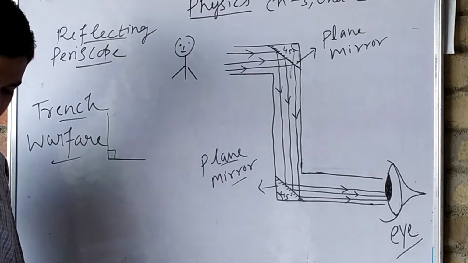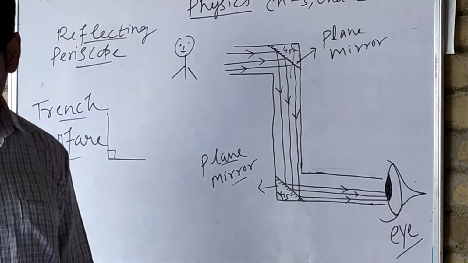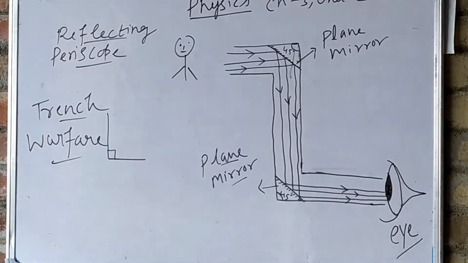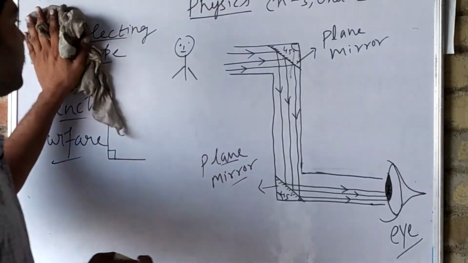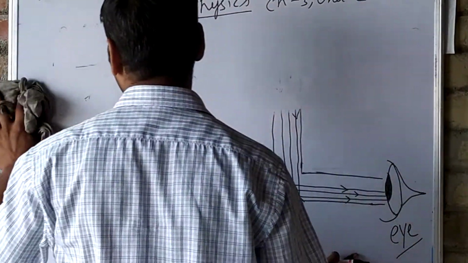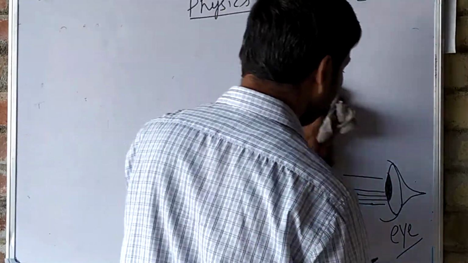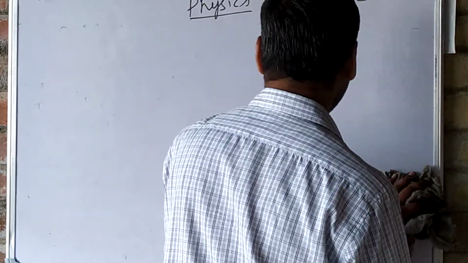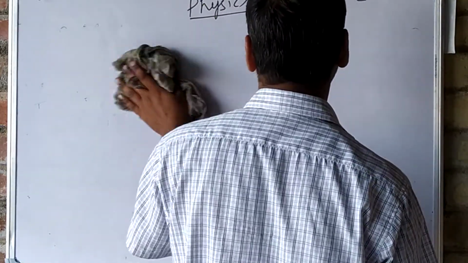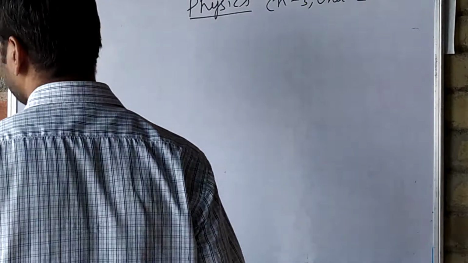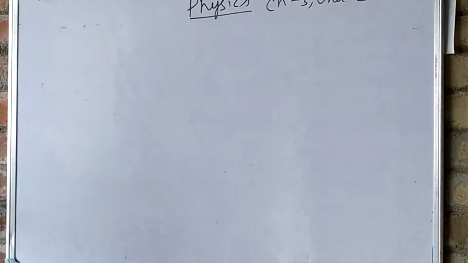Now after this we have to study about the real and virtual image. Okay, real image and virtual image. So I think I have explained thoroughly about the reflecting periscope and it is very easy also. You all have understood clearly. So it is used by the soldiers and armies mostly during trench warfare. What is trench warfare, that I have also explained.